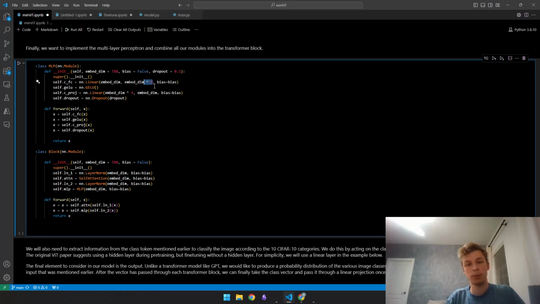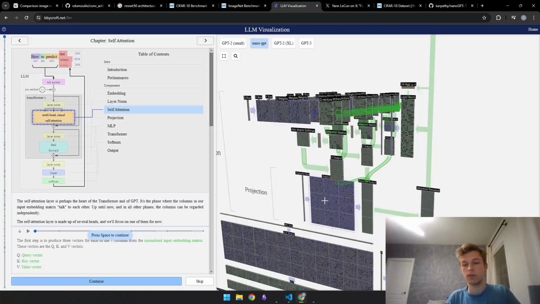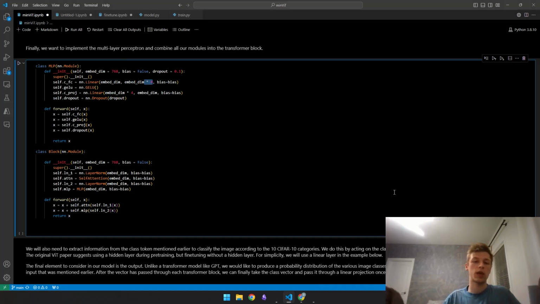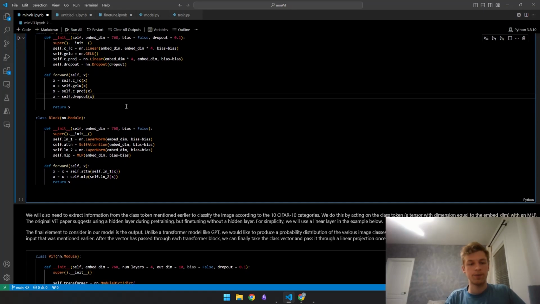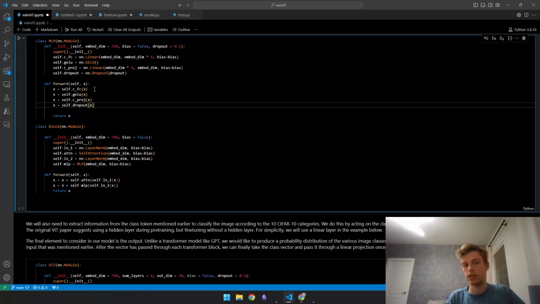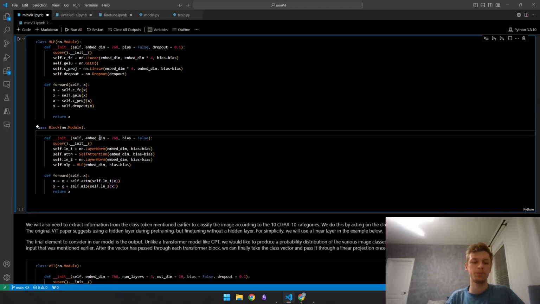This would be a hyperparameter that you would tune for. Generally, in the multi-layer perceptron at the end of a block, you would want to scale up and scale back down after the nonlinearity. So maybe 4, maybe not. But this is a standard implementation of a multi-layer perceptron.